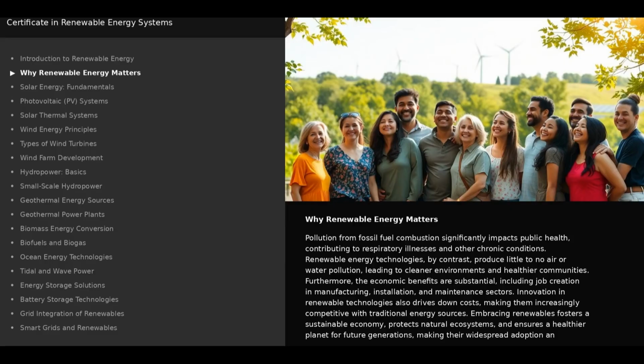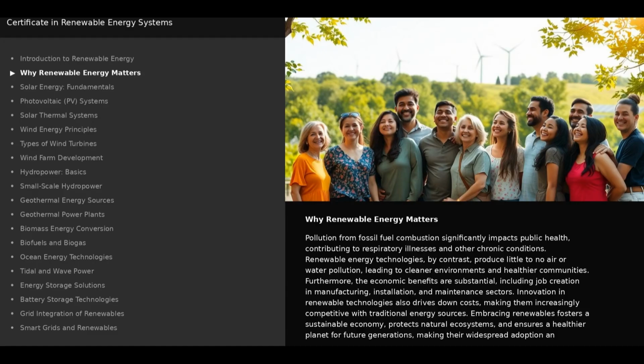Pollution from fossil fuel combustion significantly impacts public health, contributing to respiratory illnesses and other chronic conditions. Renewable energy technologies, by contrast, produce little to no air or water pollution, leading to cleaner environments and healthier communities. Furthermore, the economic benefits are substantial, including job creation in manufacturing, installation, and maintenance sectors. Innovation in renewable technologies also drives down costs, making them increasingly competitive with traditional energy sources.